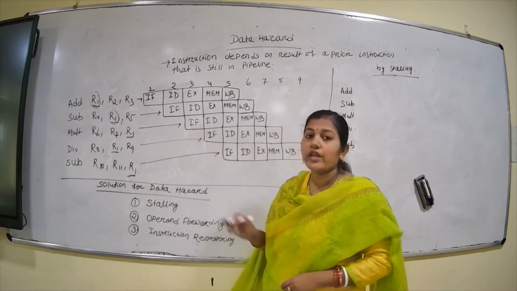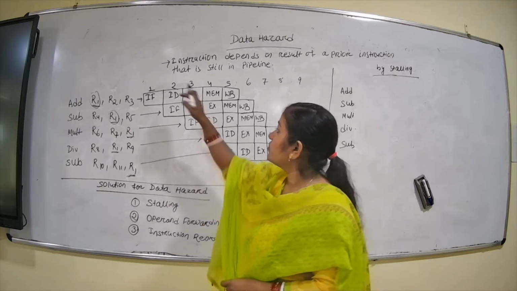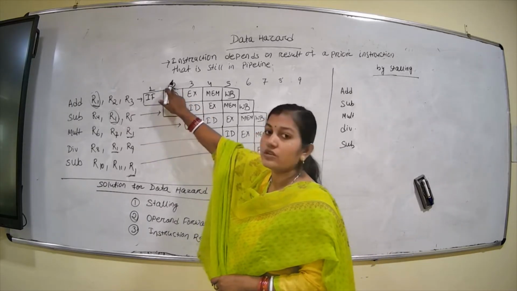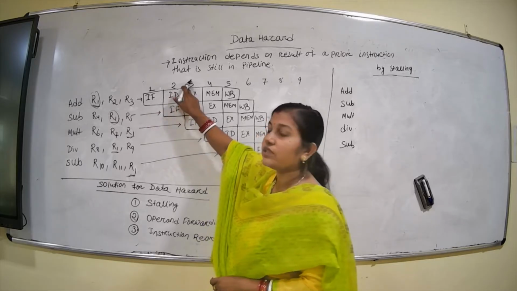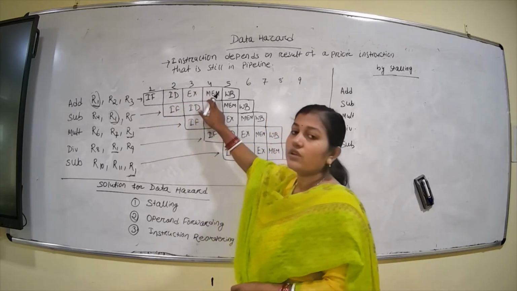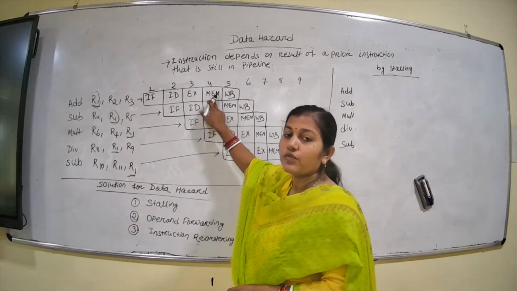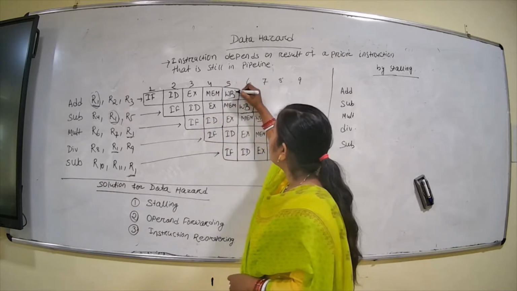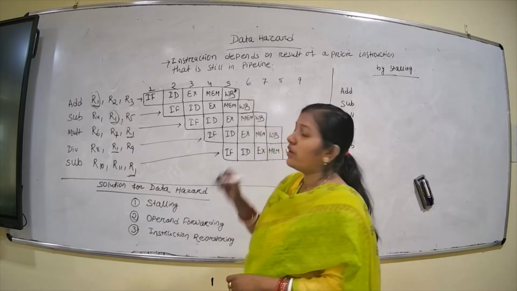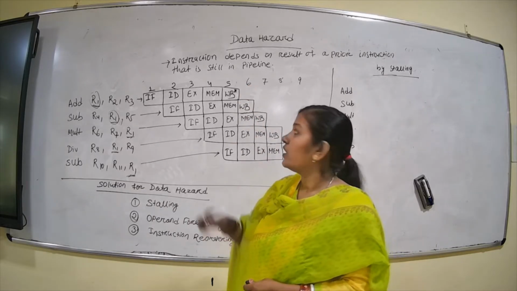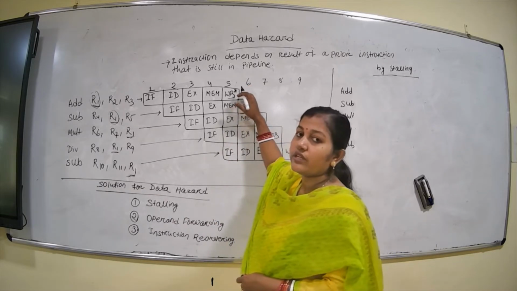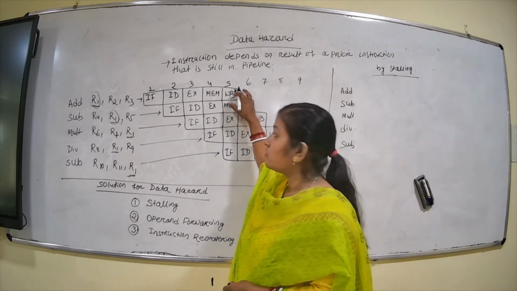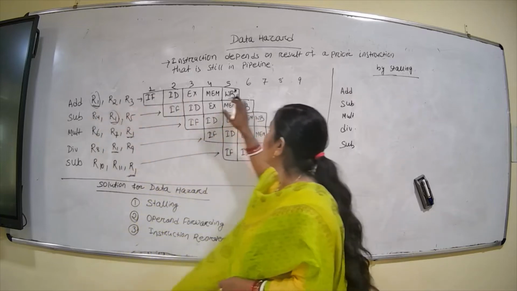So when we draw the time phase diagram for this, the first instruction goes to fetch at clock cycle 1, decode at clock cycle 2, execute at clock cycle 3, memory stage at clock cycle 4, and write back at the 5th clock cycle. So here we are producing the value of R1. At the write back stage, we are writing to the register R1.